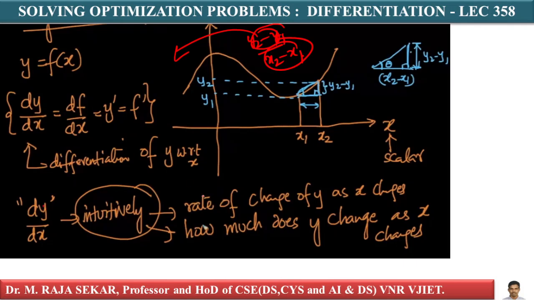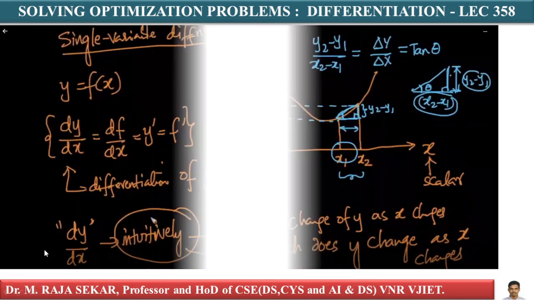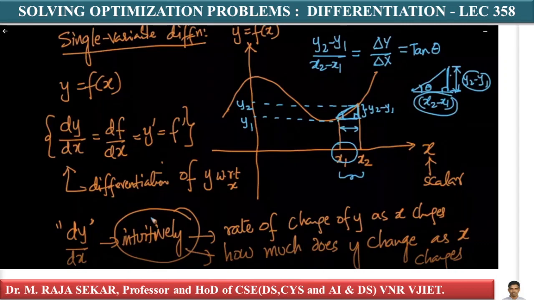dy by dx intuitively is the rate of change of y with respect to x as x changes, isn't it? So this rate of change of y, this particular term y2 minus y1 by x2 minus x1, can often be written, just see this, y2 minus y1 as delta y and x2 minus x1 as delta x, assuming x1 and x2 are close, not very far away.